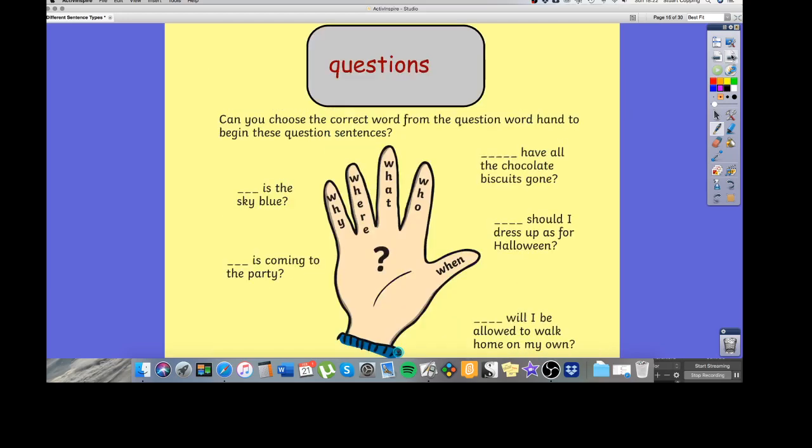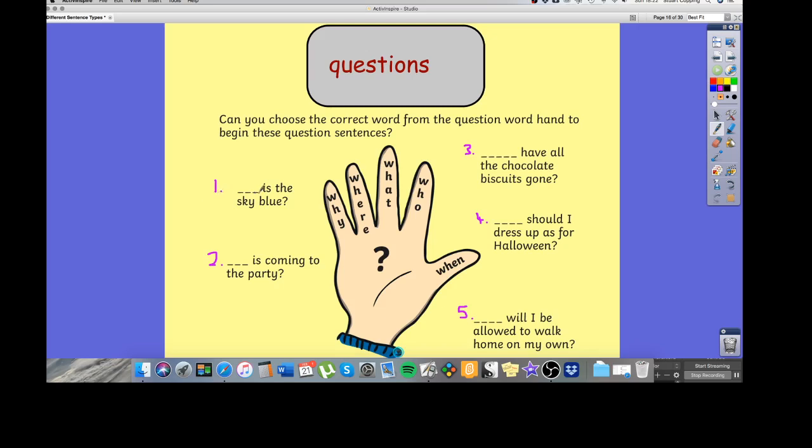Okay? So, can you choose the correct W word to go at the front of these sentences? Again, you're going to need a bit of scrap paper and a pencil. And I've got 5 sentences here. 1, 2, 3, 4, 5. And on your piece of paper, I want you to write 1, 2, 3, 4, 5. And then the question word that goes in these 5 sentences. You don't have to write the whole sentence.